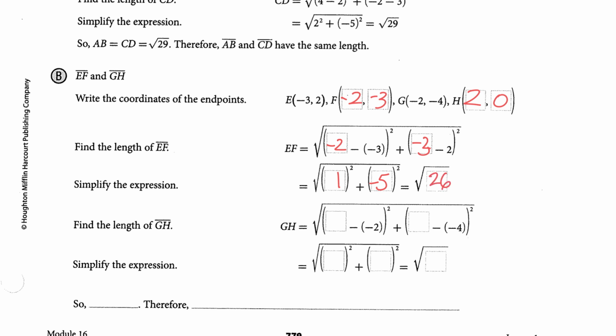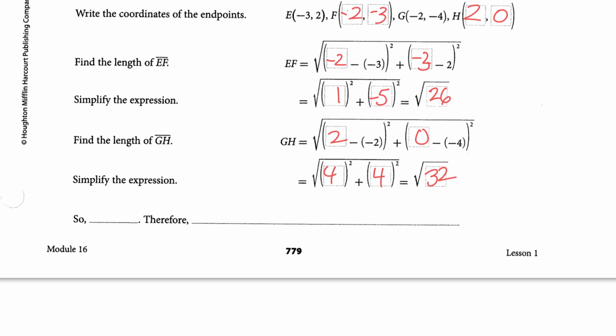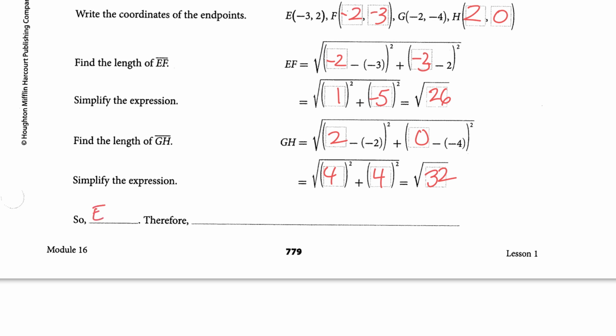For G and H, we have 2 and -2 for a difference of 4. And for the y coordinates, we have 0 and -4 for a difference of 4. 4 squared is 16, plus 16 would be 32. So EF is not the same as GH. Therefore, EF and GH, the segments, do not have the same length.